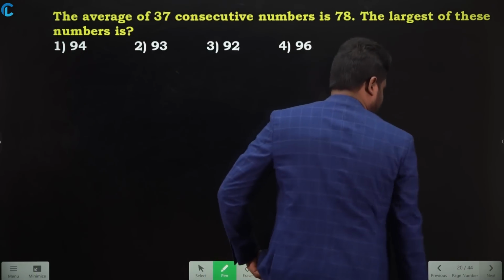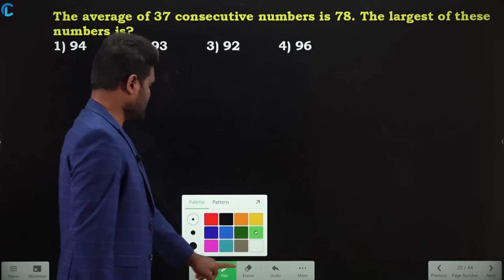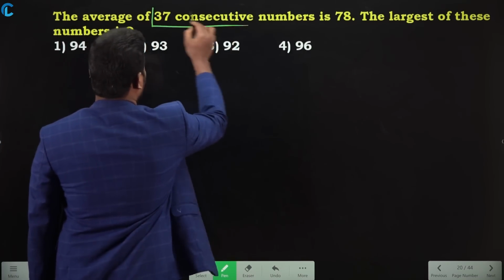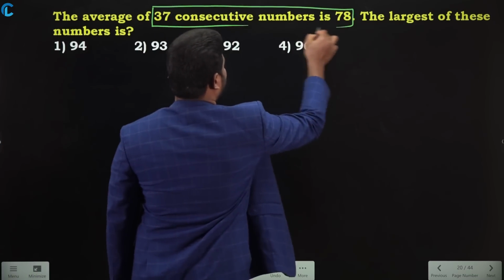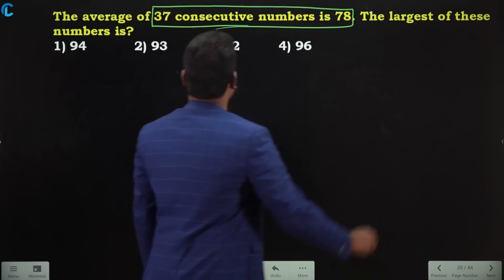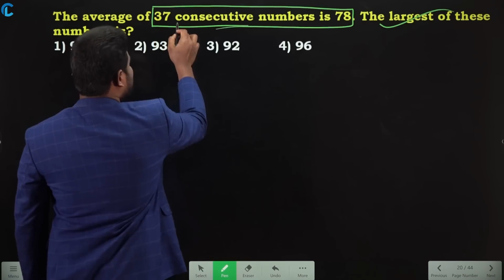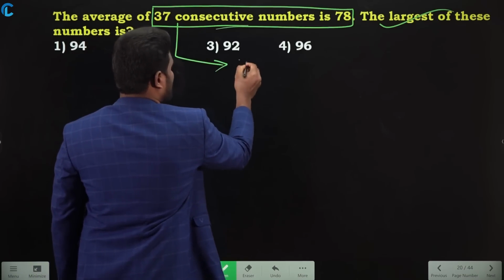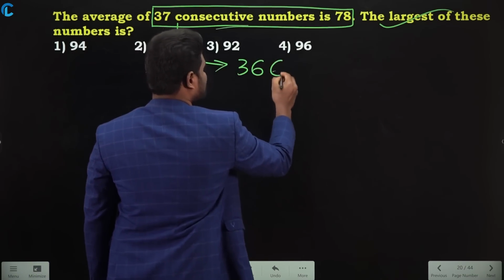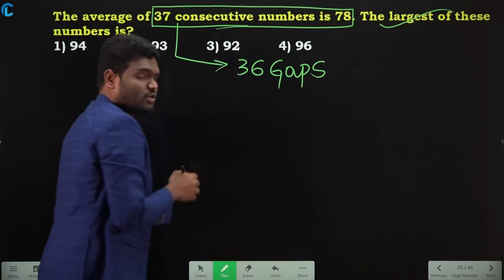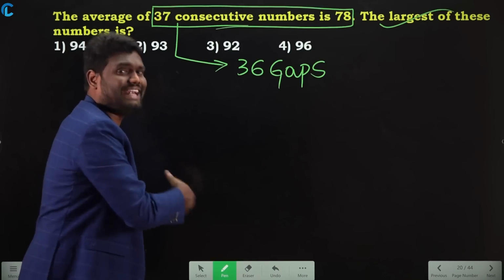Okay, let us look at the next question. So what is your next question? The average of 37 consecutive numbers is 78. The largest number is, we are asked to find the largest number. Very simple. 37 numbers means how many gaps? Gaps is nothing but 36 gaps. As it is 36 gaps, now it is going to be 18 forward, 18 backward.